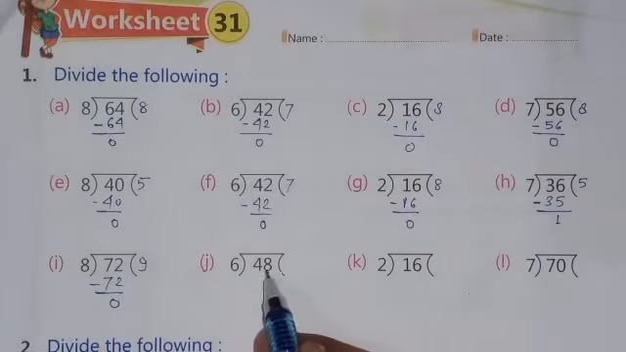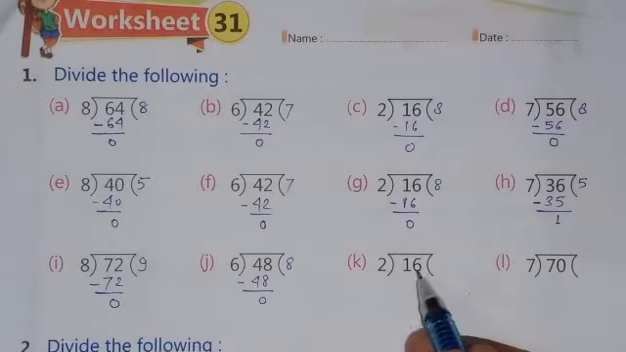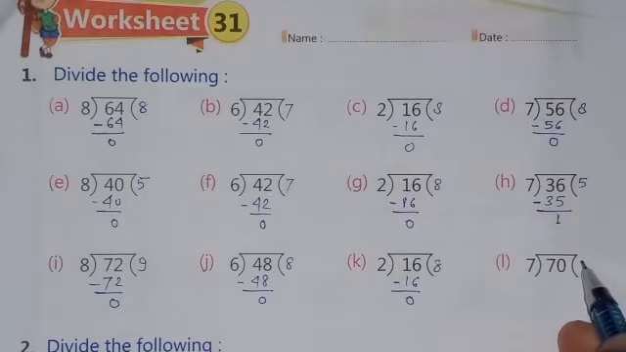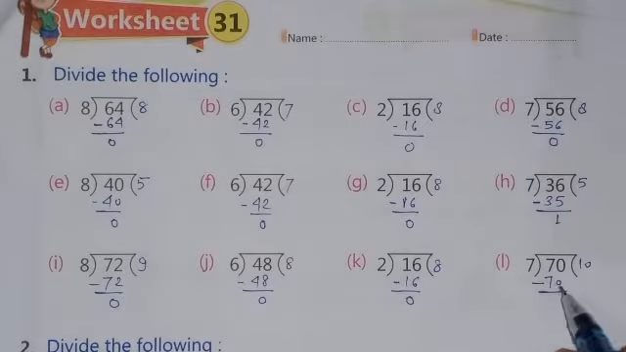In the table of 6, 48 comes 8 times. So 6 8s are 48. On subtracting you will get 0. In the table of 2, 16 comes 8 times. So 2 8s are 16. On subtracting you will get 0. In the table of 7, 70 comes 10 times. So 7 10s are 70. On subtracting you will get 0. Okay students?